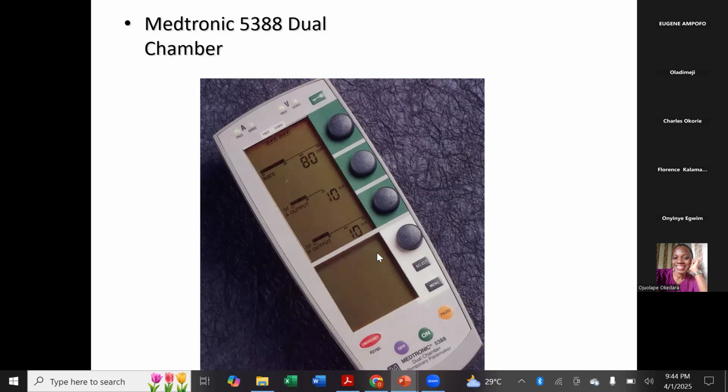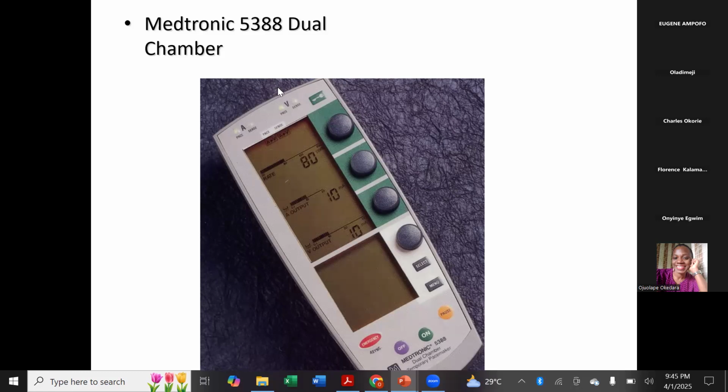In this lower screen, there are many functions, but the function I want to bring out here is the modes you want to select, either DDD mode, VVI mode, AAI mode. All those modes are in this screen. You can use this knob to select the mode you want, asynchronous mode, VOO mode, all those modes. There's also an emergency button that goes into asynchronous mode, either VOO, AOO or DOO mode, for emergency reasons.